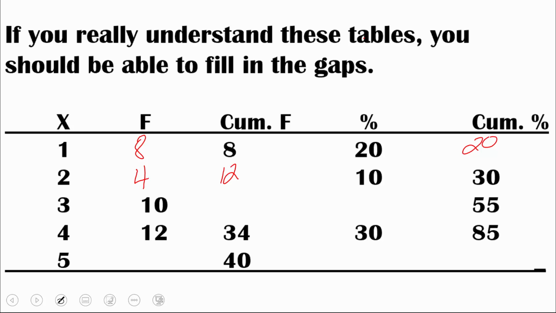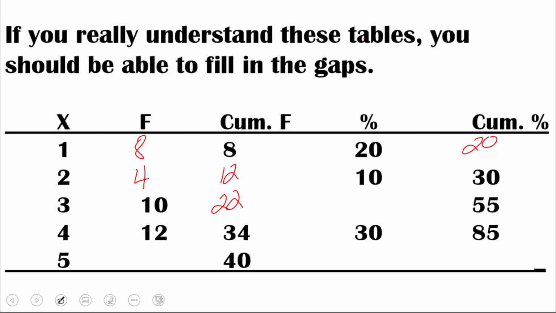Let's go down to the next row. We can see that 10 students scored a 3. So the cumulative frequency at this level should be 10 plus the 12 that we see earned a 2 or less, because that will tell us how many people now scored a 3 or less. 12 plus 10 is 22.